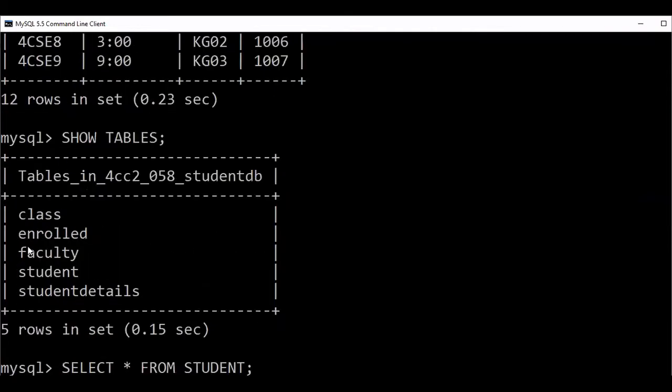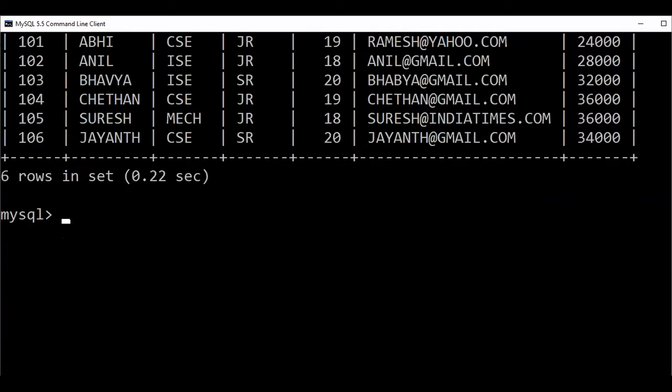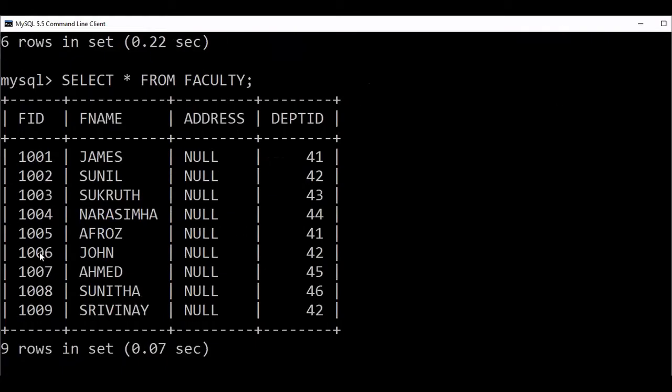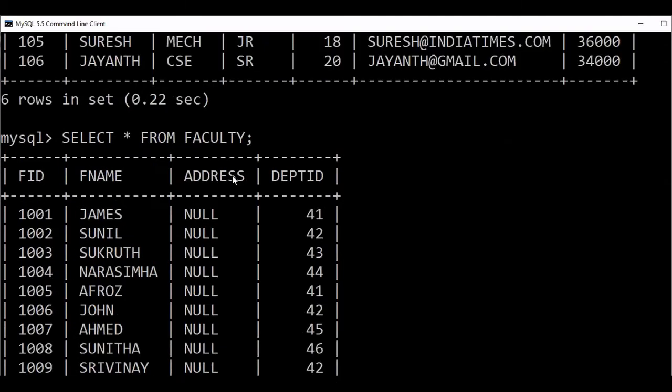Then what about enrolled? Similarly, you can see here, select star from enrolled. The second entity table I'm showing you is faculty. See here, so many records we have added as per experiment 4, and I am continuing with this in experiment 9.